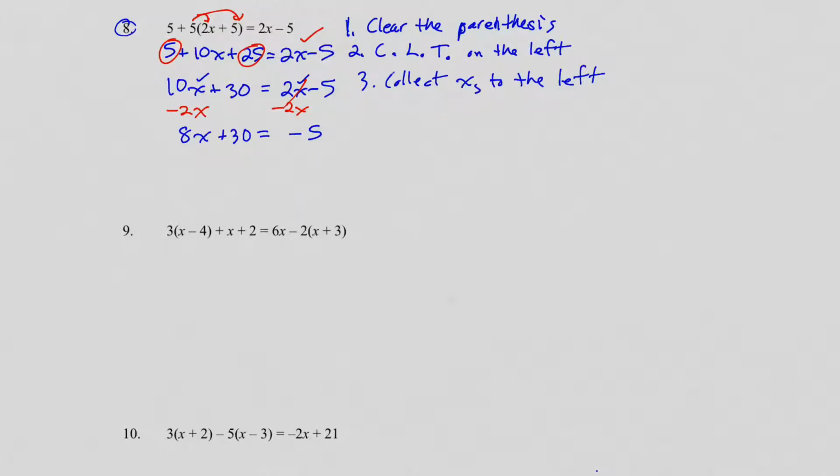And now this is back to like number 2 that we did. So we're just isolating this x here. So let's get this 30 out of here. That gives me negative 35, divide by 8. And now we get negative 35 over 8.